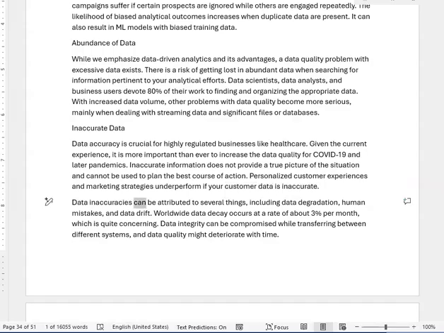Data inaccuracies can be attributed to several things, including data degradation, human mistakes, and data drift. Worldwide data decay occurs at a rate of about 3% per month, which is quite concerning. Data integrity can be compromised while transferring between different systems, and data quality might deteriorate with time.